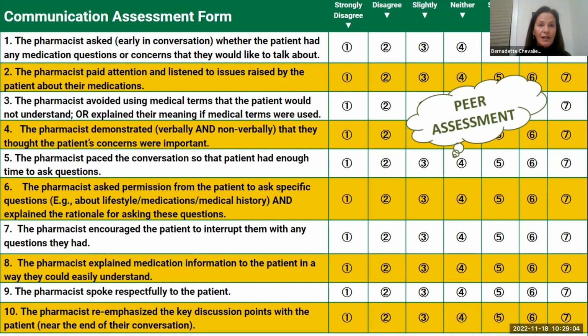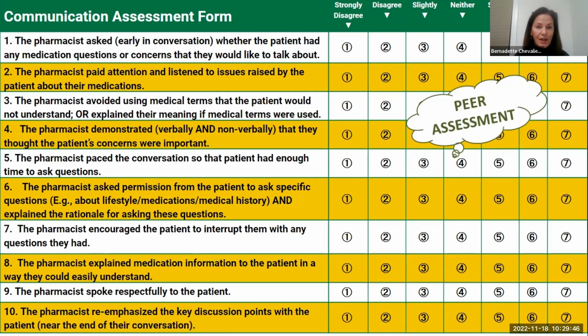So number two, the pharmacist paid attention and listened to issues raised by the patient about their medication. This is related to discourse management, listening carefully and responding appropriately to engage the patient. Number three, the pharmacist avoided using medical terms that the patient would not understand or explain their meaning if medical terms were used. So this is related to interpretability. And so there's exceptions, of course, for using medical terms. For example, some study pharmacists use them when counseling other healthcare professionals who would often self-identify to the pharmacist that they were a health professional.